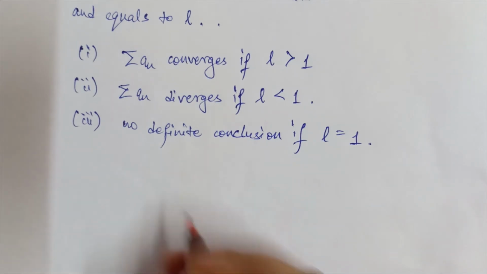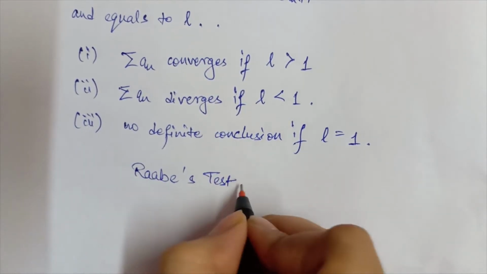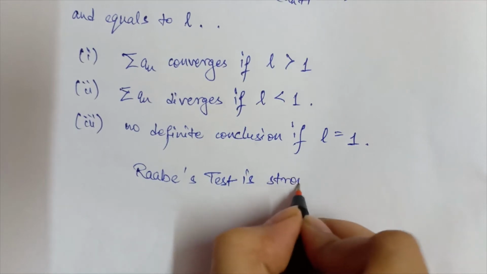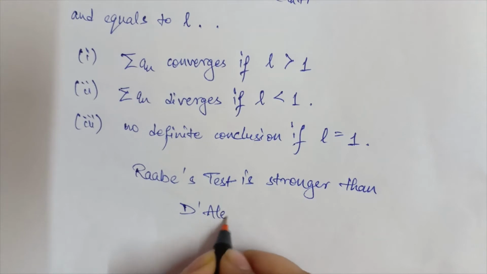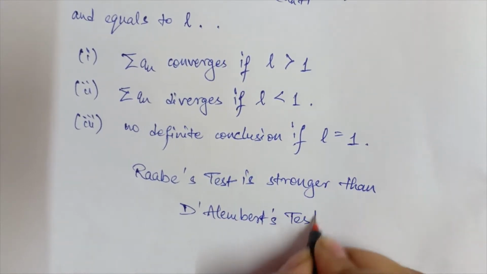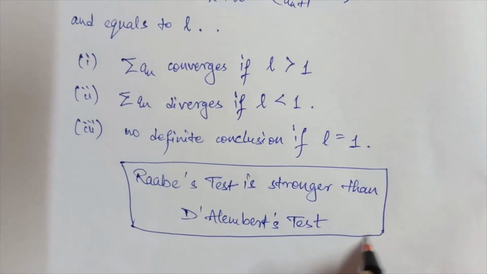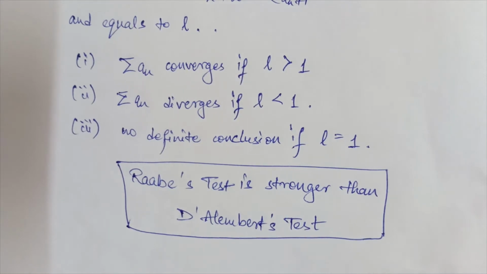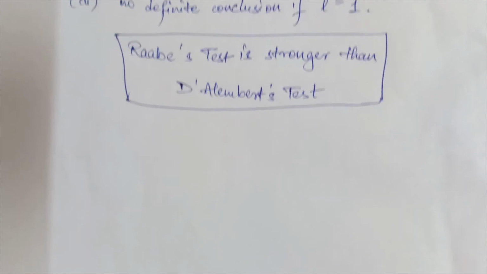So we may say that Raabe's test is stronger than D'Alembert's test. But in the case where Raabe's test also fails, we may try the third test, which is De Morgan and Bertrand's test.